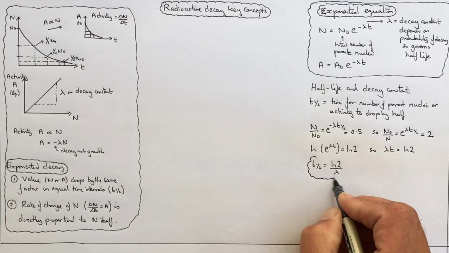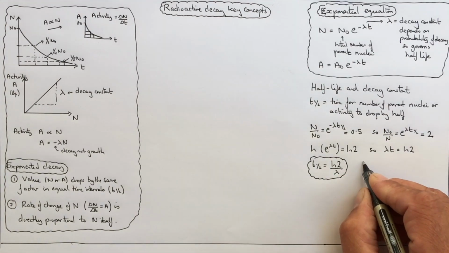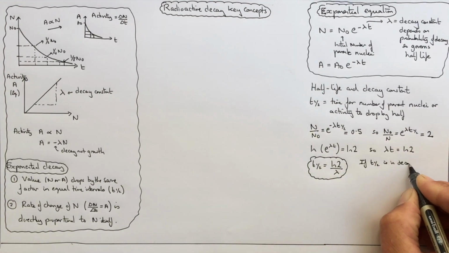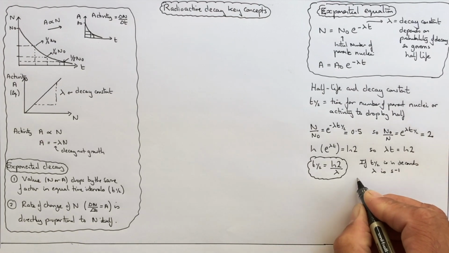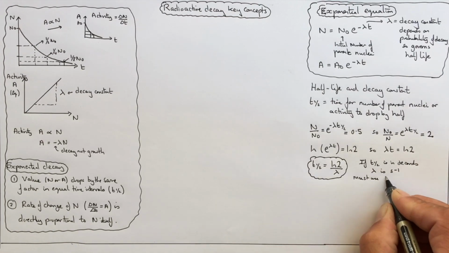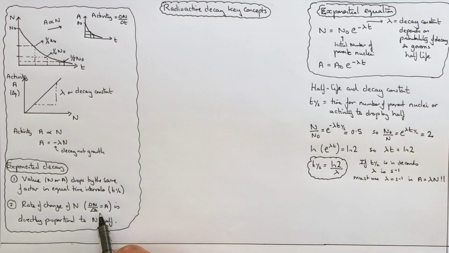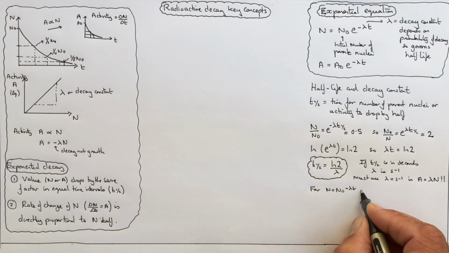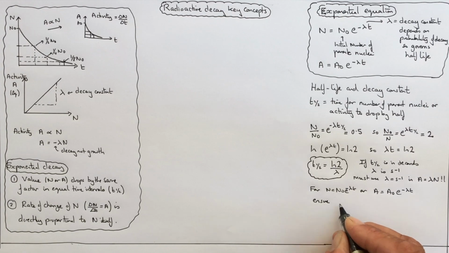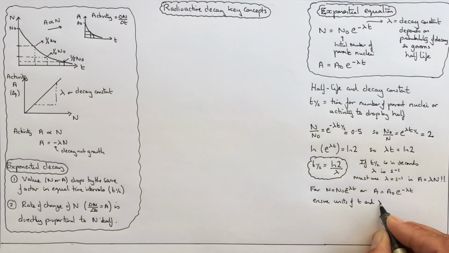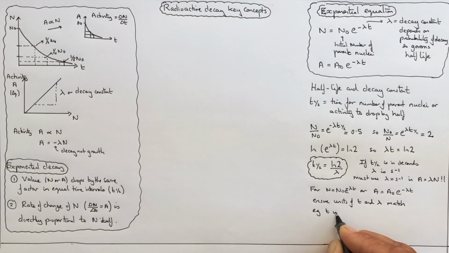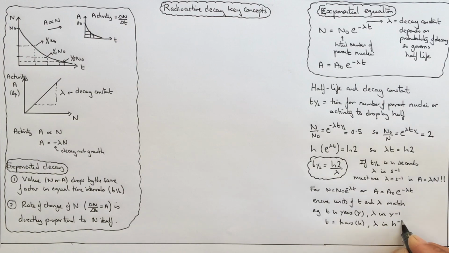It's important to remember if t to the half is in seconds, lambda is seconds to the minus 1. It's vital that lambda must be in seconds to the minus 1 if you're using the equation activity is the decay constant times the number of parent nuclei. And when using either of these equations, you must ensure that the units of time and decay constant match. For instance, if your time is in years, your decay constant must be in years to the minus 1. If your time's in hours, decay constant must be in hours to the minus 1.